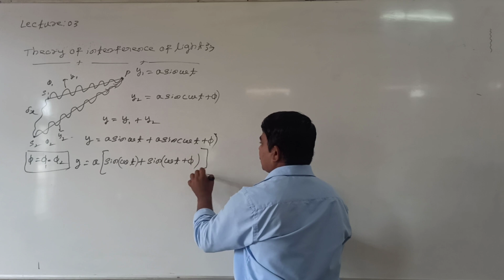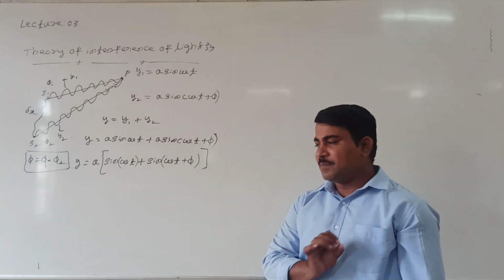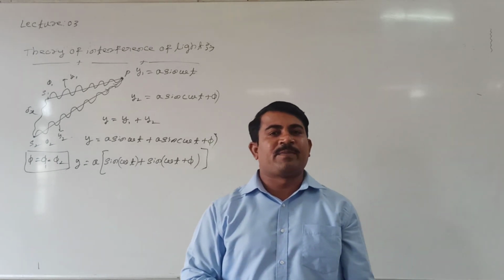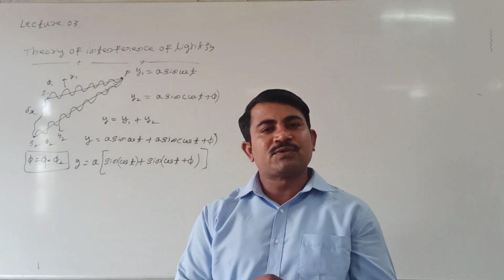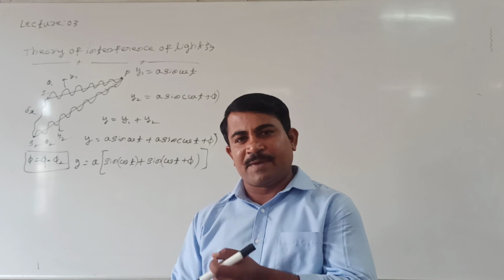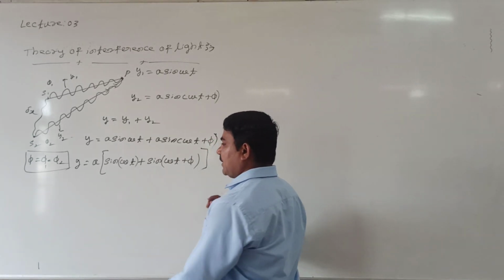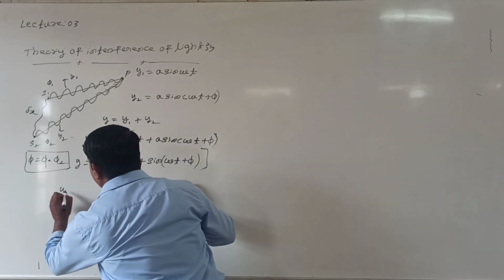This looks like sine A plus sine B. We know sine A plus sine B equals 2 sine of (A plus B)/2 into cos of (A minus B)/2. By this form, if we expand this, then the resultant displacement of the wave will come.